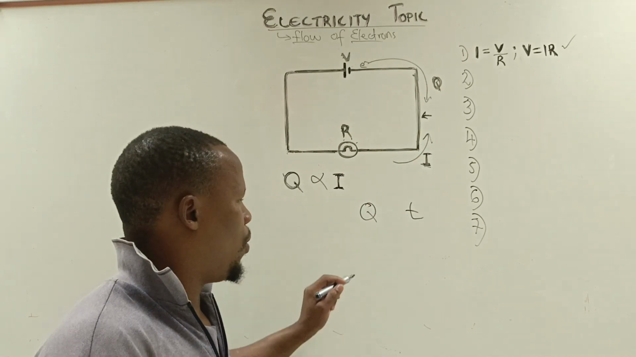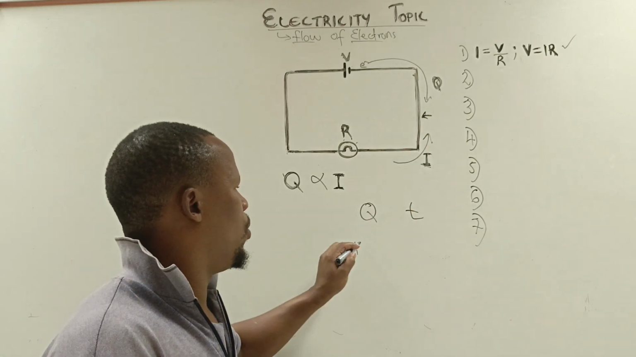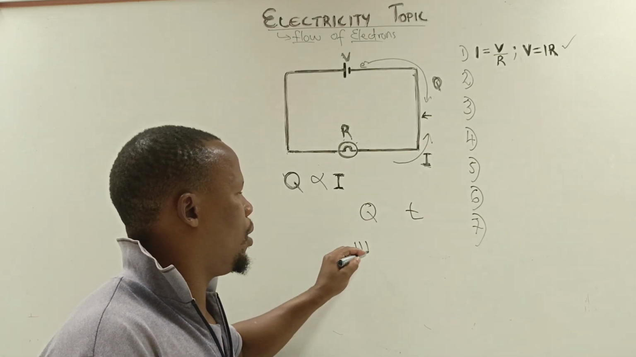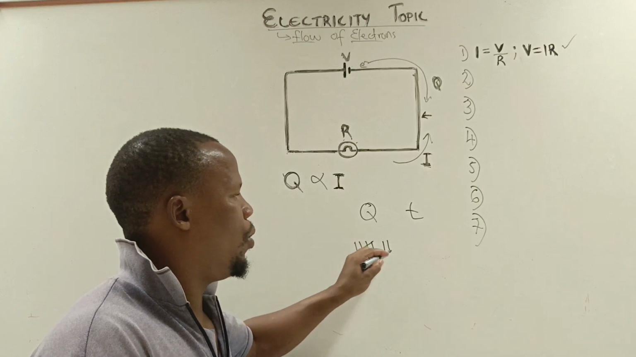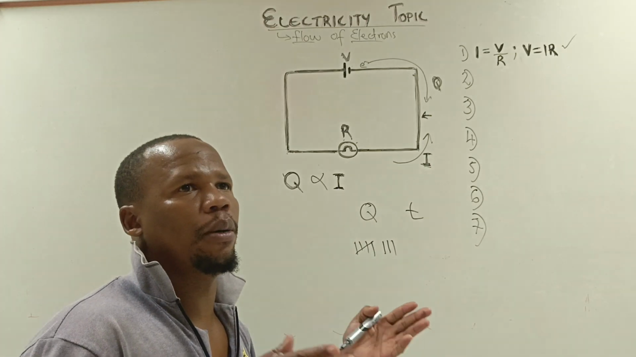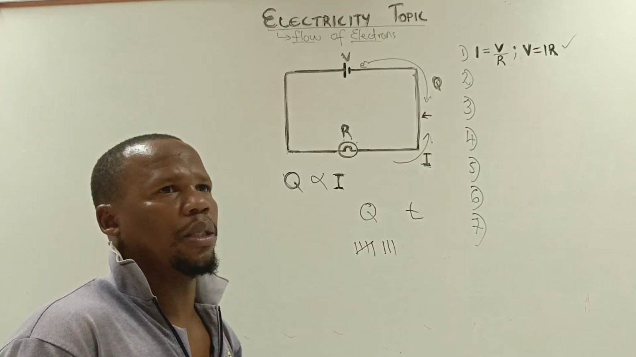When an electron passes, you tally 1. Then another electron passes, 2. Then 3, 4, 5. You tally the number of electrons passing a certain point in the circuit.